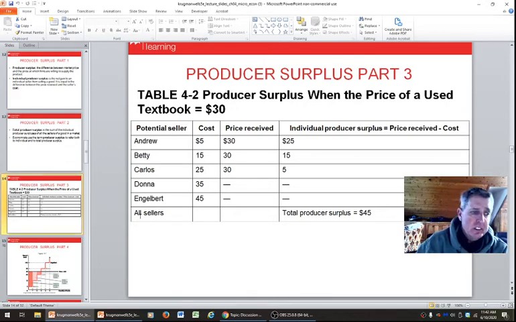So here's how it looks on a table. Used textbook, $30. Potential seller Andrew would have sold at $5, so his individual producer surplus equals the price received minus the cost: 30 minus 5 is 25. 30 minus 15 gives you 15, and so on. So the total producer surplus is 25, 35, 40, 45. This actually costs them, but we don't add that in for some reason. That's the way they do it, so when you get the problem, do it that way.